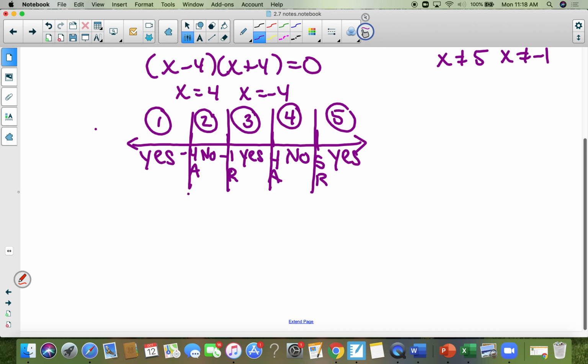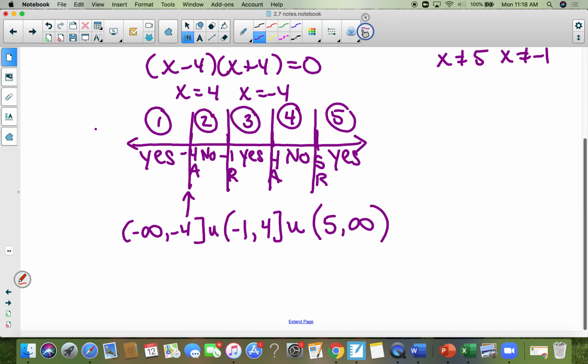And that little a helps you write it out. So you're going to do a negative infinity to a negative 4 with a bracket, because a negative 4 is an answer. A negative 1 is the next one, but has to be a parenthesis because there's a restriction to a positive 4. But a positive 4 is an answer, and that's why we use a bracket. Union with a parenthesis, because 5 is a restriction to infinity. And that's why it's so important to have the A's and the R's written down.